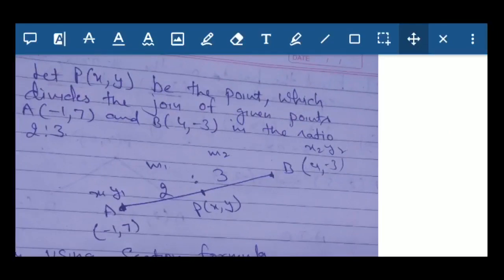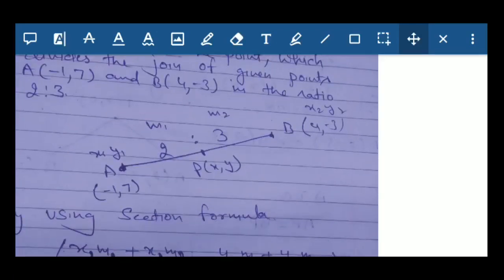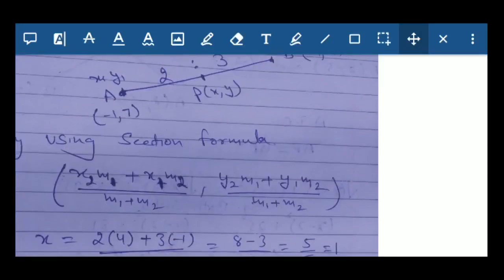Let P(x, y) be the required point whose coordinates we have to find, which divides a line segment AB in the ratio 2:3. See the diagram. Here the coordinates of A are (-1, 7) and the coordinates of B are (4, -3). The given ratio is 2:3, and we will find the coordinates of point P, whose coordinates are x and y. Then we will use the section formula.